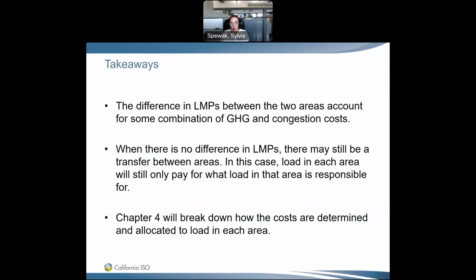When there's no difference in LMPs, there might still be a transfer between those two areas. And in that case, load in each area will only pay for what load in that area is responsible for. That part of the problem is part of the settlement of the solution, and we'll break that down in Chapter 4.